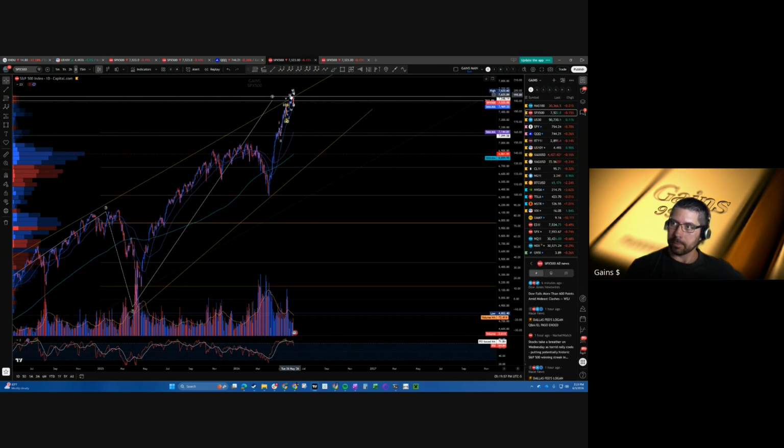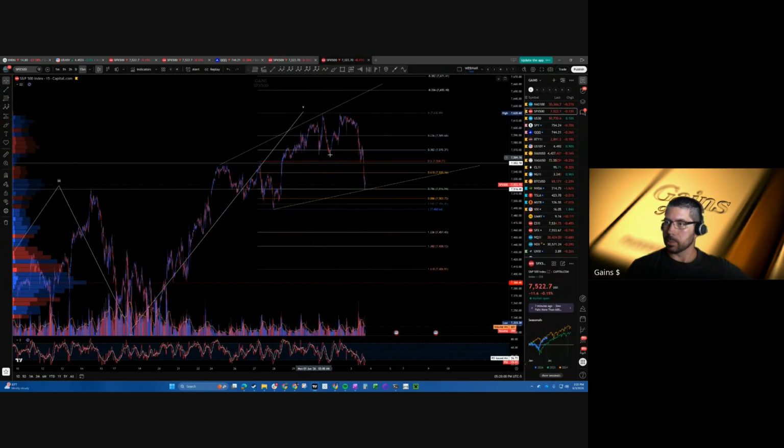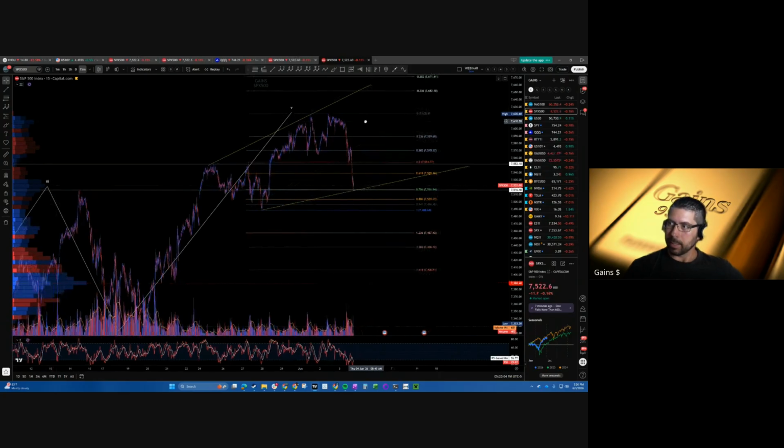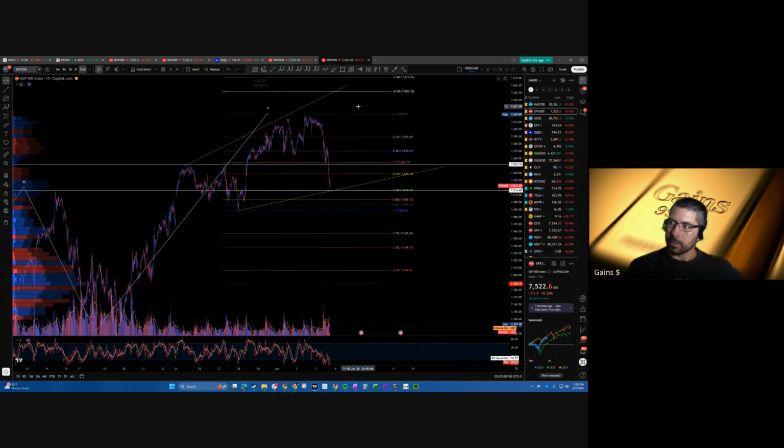Since we've shot above it and switched back to this other pattern, you can see that we're starting to bounce off it a little bit. I guess that would qualify as a false breakout. So from a bullish perspective, there's always going to be some sort of retrace.